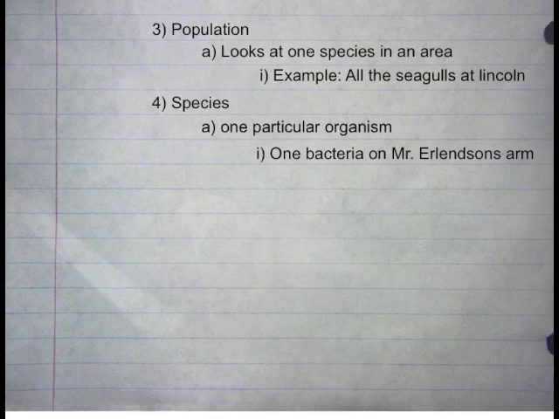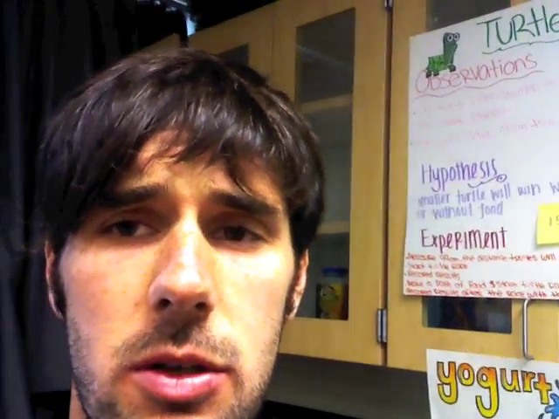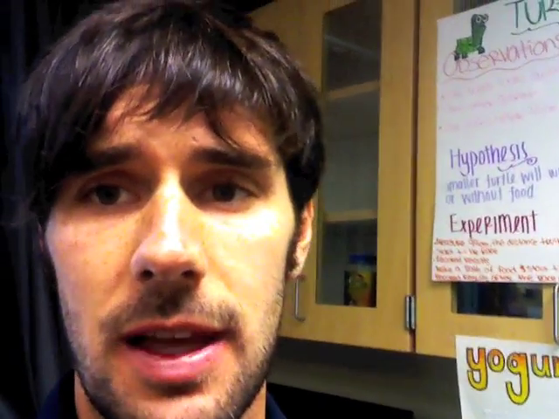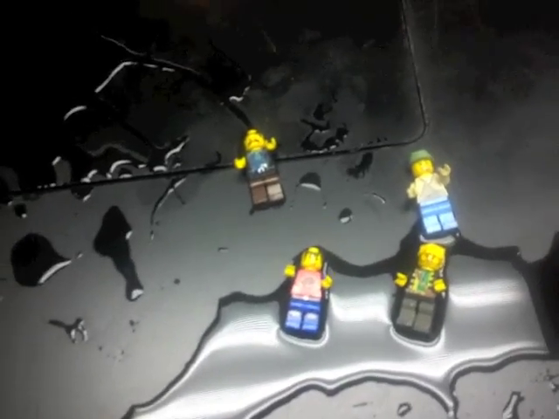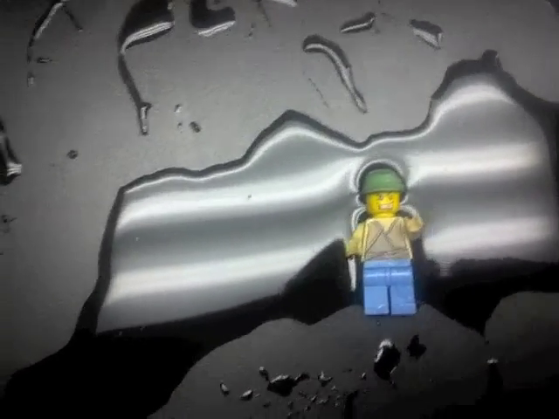Species, one particular organism, one bacteria on Mr. Erlandson's arm. We can break this down one more time and look into what the actual species would be. If that's the case, we're looking at simply one organism. Let's take a look at our example. If we were to look at this in terms of just a species, we'd get rid of all the individuals except for one, thus leaving us with a single species of person, in this case, Lego Man Steve.